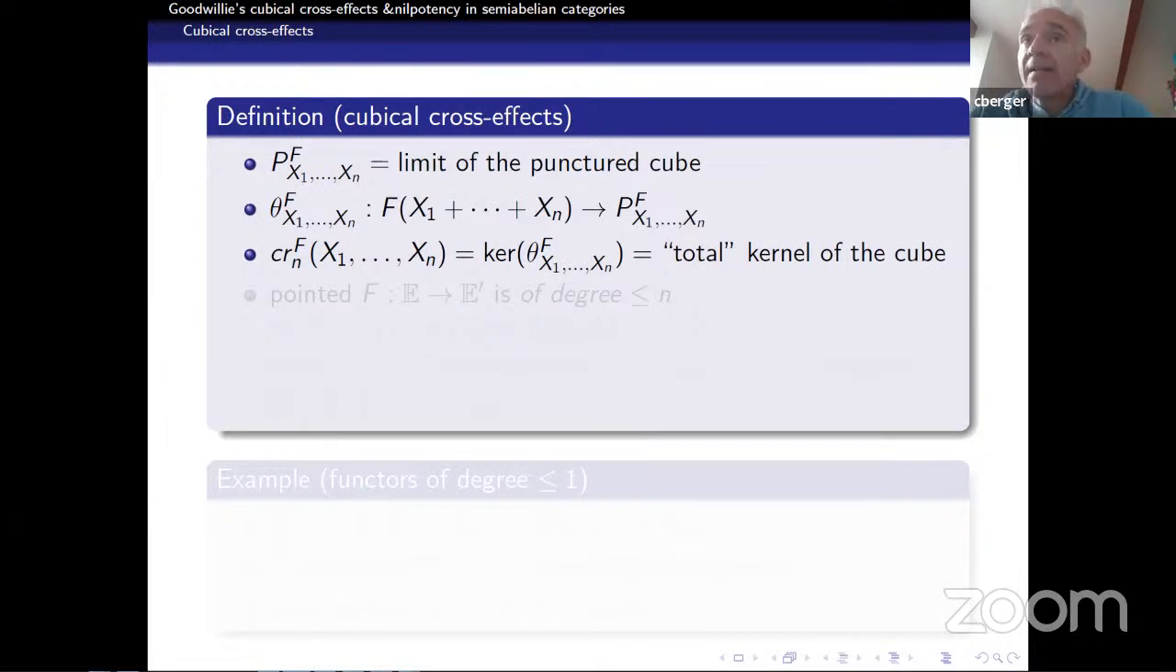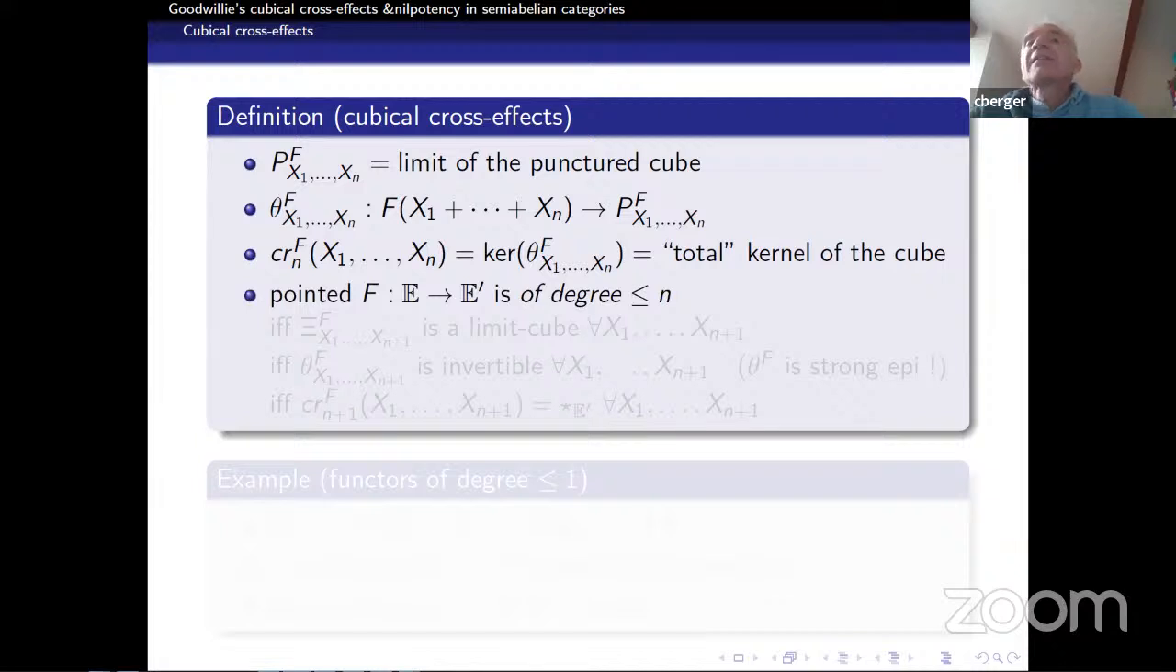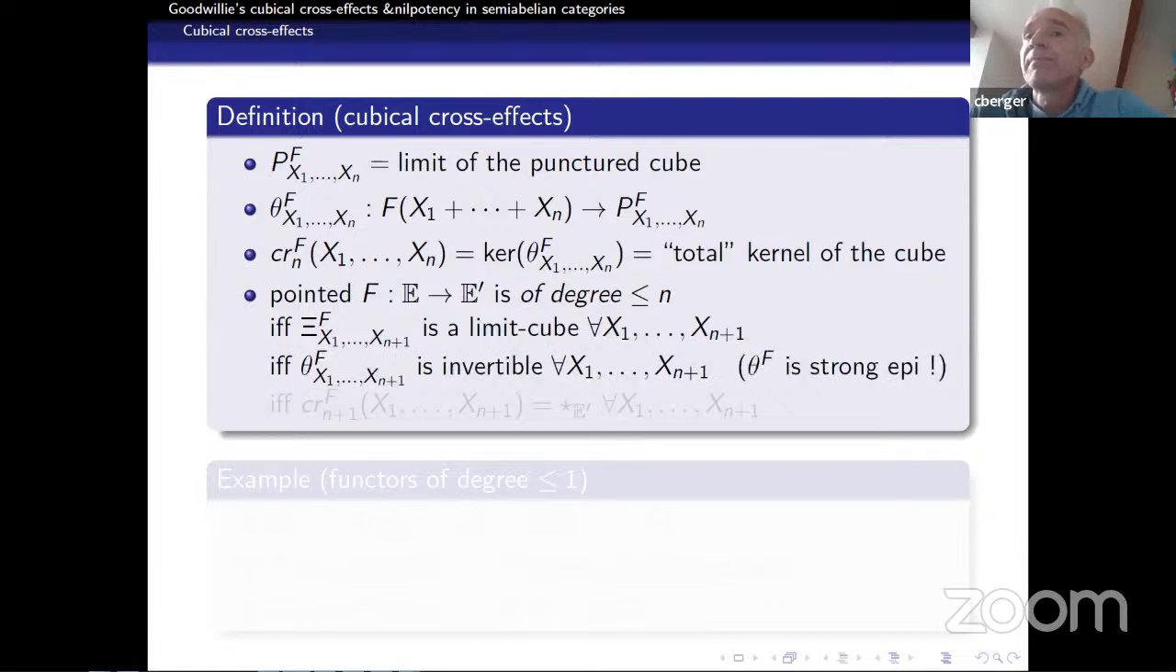And then you can define the degree of the functor f in three different ways. You say that the degree of f is less than or equal to n if all n plus 1 cubes you can form with n plus 1 objects are limit cubes. So this is equivalent to saying that the comparison map is invertible. And now, because we are in a semi-abelian category, you can prove that the comparison map is necessarily a strong epimorphism. So a strong epimorphism is invertible if and only if its kernel is trivial. But its kernel is by definition the cross effect. So this is if and only if the n plus 1 cross effect is trivial for all choices of objects x1 to x_{n+1}.